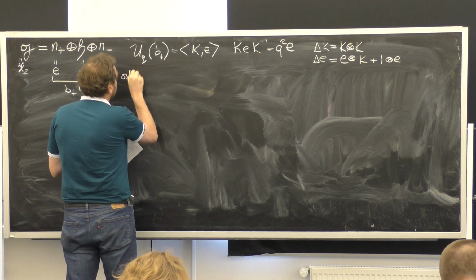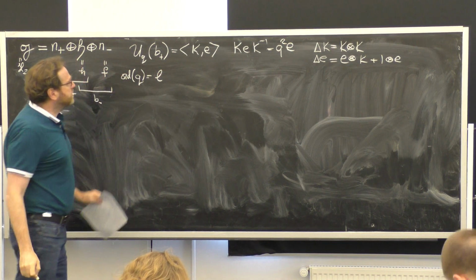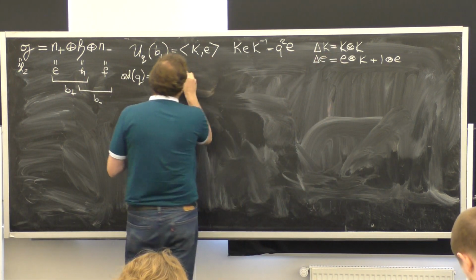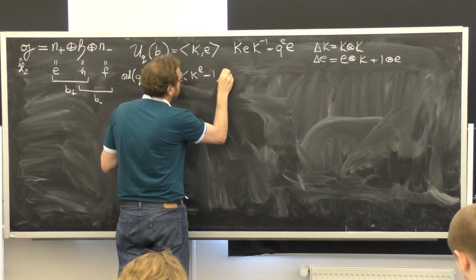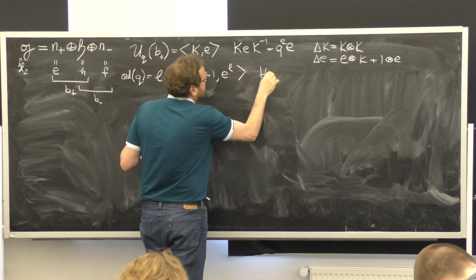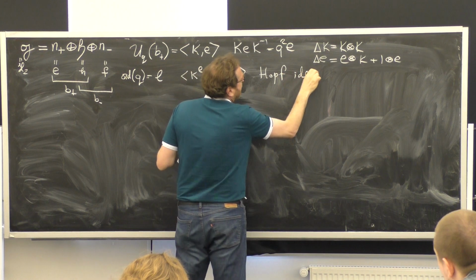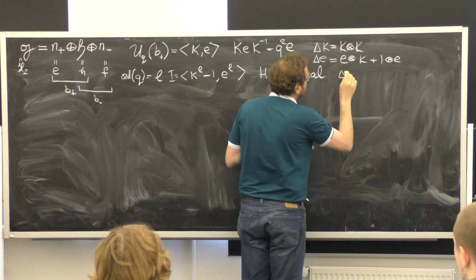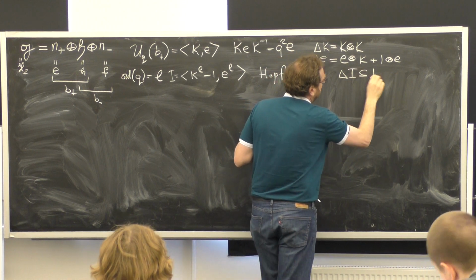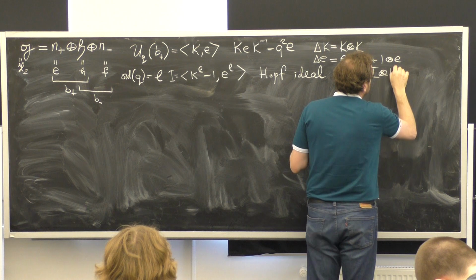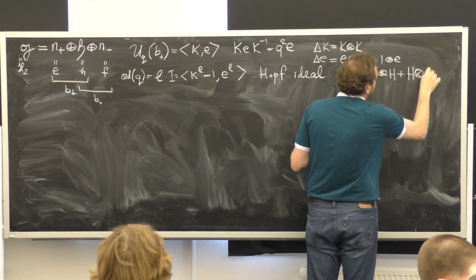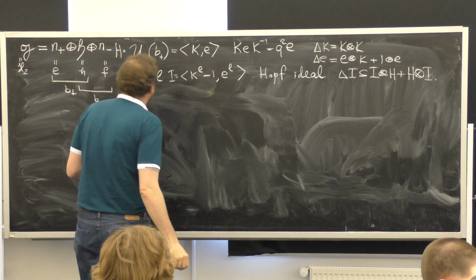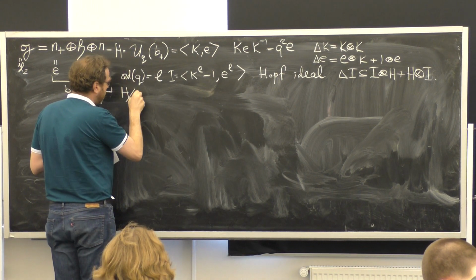So the order of Q is going to be L. And in this case, I told you that we have a Hopf ideal generated by K to the L minus 1 and E to the L. So this is a Hopf ideal. Let me call it I, which I remind you means that delta I is contained in I tensor H plus H tensor I. So this is our H, and then you can form the quotient H over I.